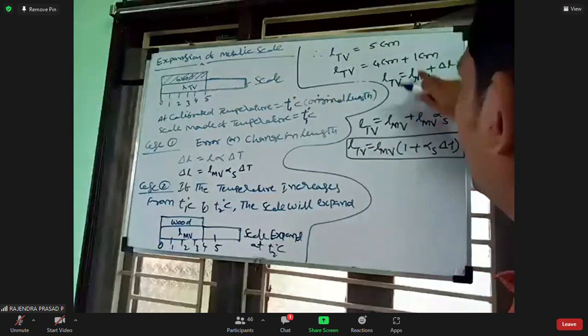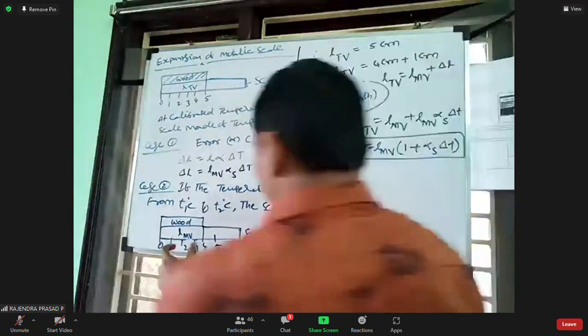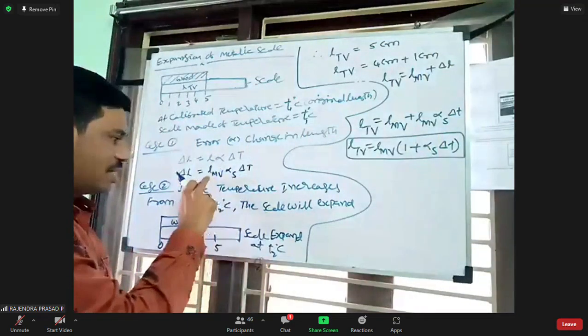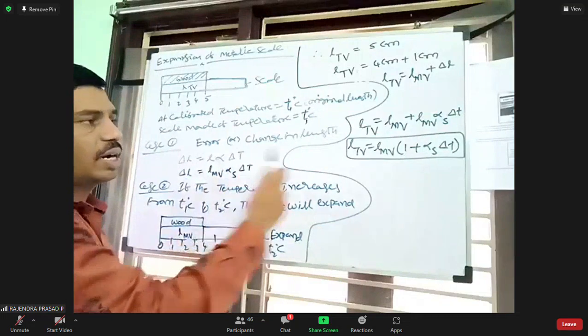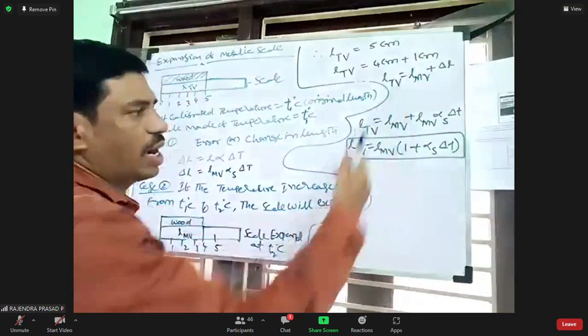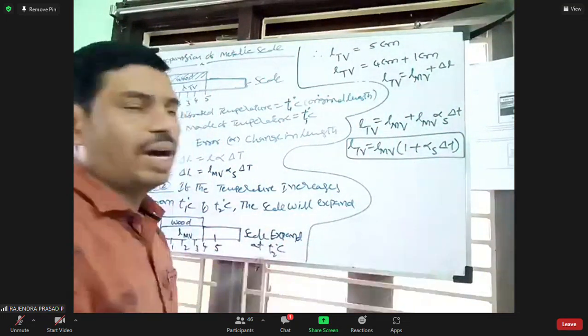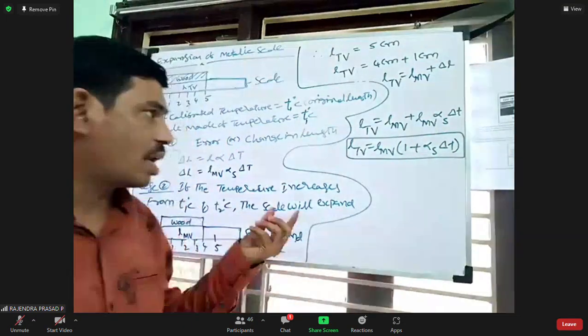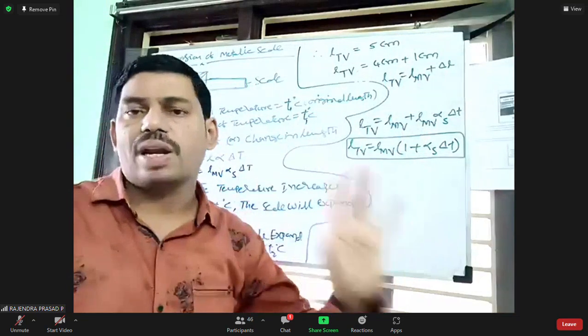So 4 centimeter is the measured value. So L measured value plus delta L. Delta L is the error. Error is L alpha delta T. So L alpha delta T. L measured value is common, so 1 plus alpha delta T. So when temperature increases, the error is added to the measured value.